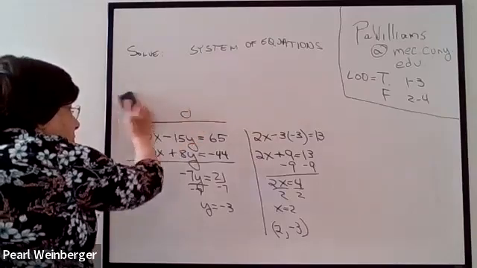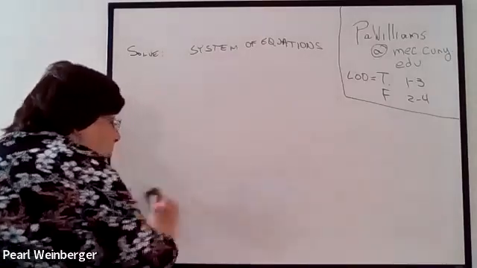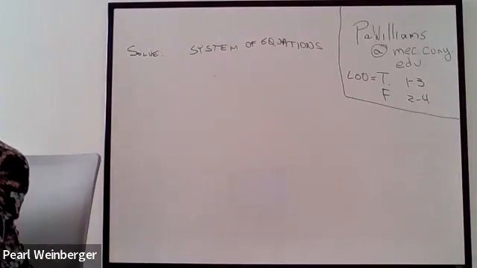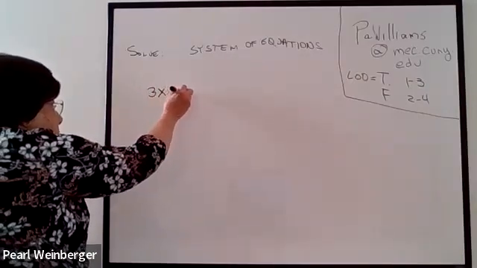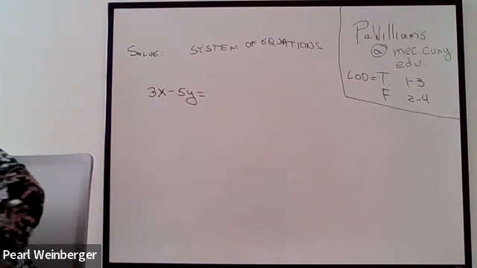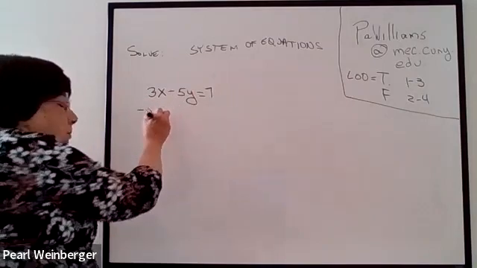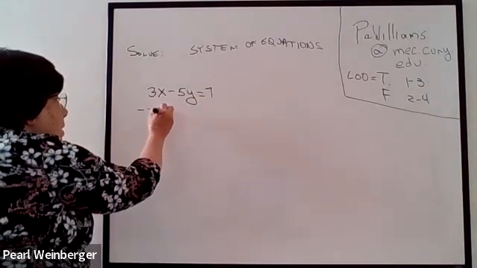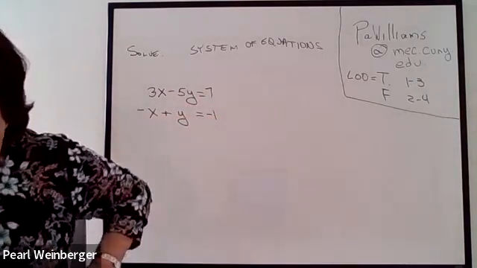Okay, here's the question. 3x minus 5y equals 7. x plus y equals -1. Okay, here's the system of equations.